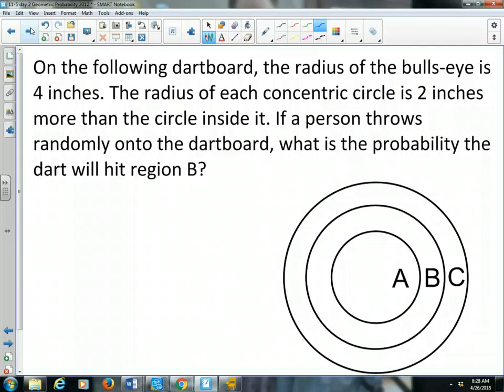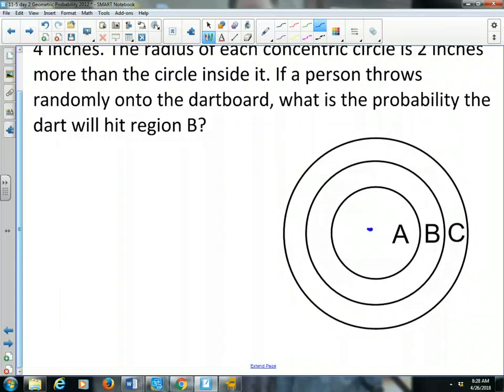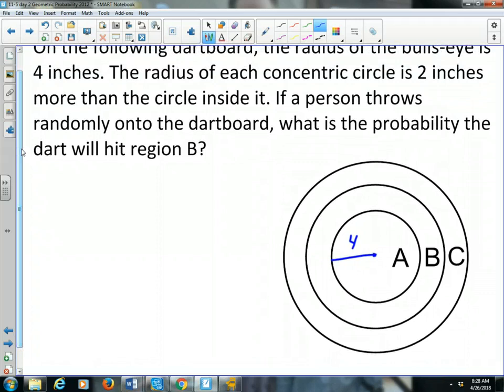Last one, on the following dartboard, the radius of the bullseye is 4 inches. So here's circle A, my bullseye, and this is a 4-inch radius. And then it says that the radius of each concentric circle, so each circle out from the center circle, is 2 inches more than the circle inside it. So that means circle B would have a radius of 2 inches more than 4, 6 inches. And circle C would have a radius 2 inches more than B, so it would have an 8-inch radius.